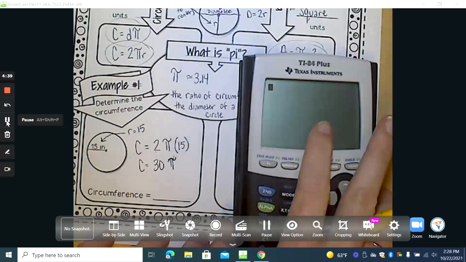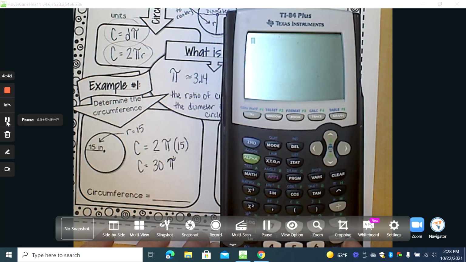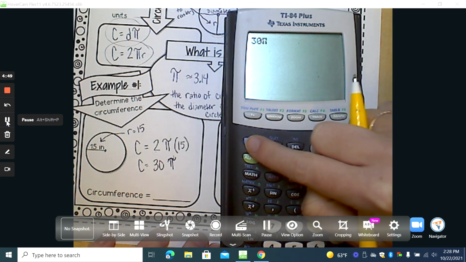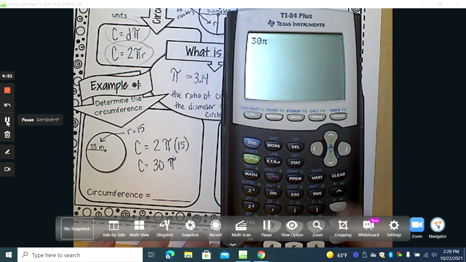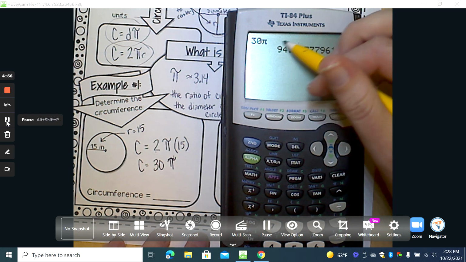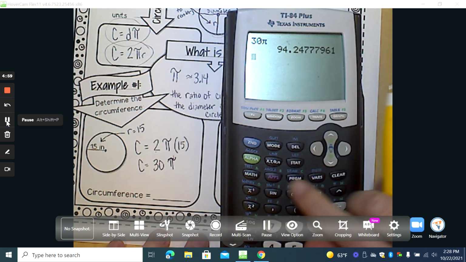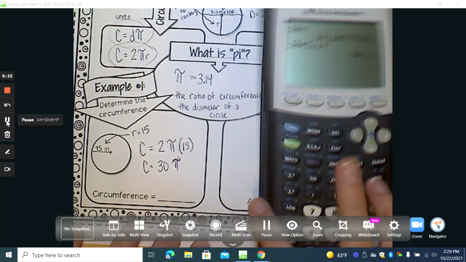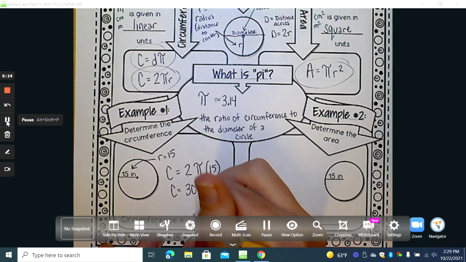And if I were to solve 30 pi, there's a couple ways I can do this. There is a pi button up here, right up here. And so I could type in 30 and then click second and my pi button right there will give me this big long decimal, 94.247, and I could just round it to 94.2. But I could also just type in 30 times 3.14, and that will essentially give me my same answer. Sometimes the rounding will be a little bit different depending on what the number is, but my circumference is 94.2 inches.